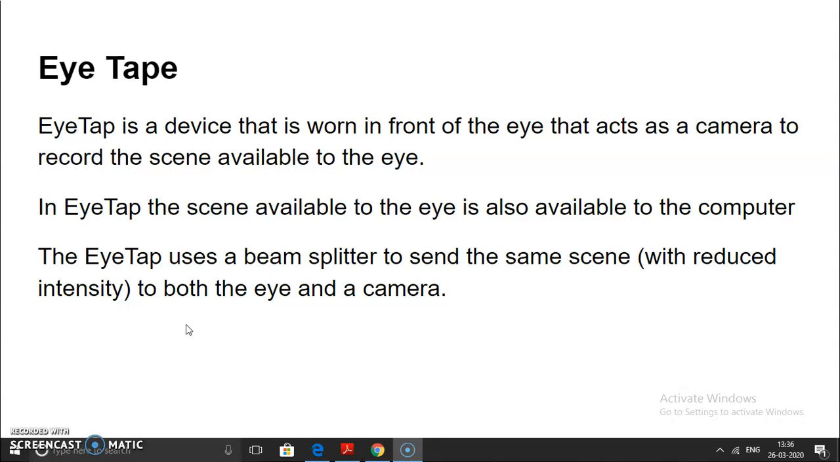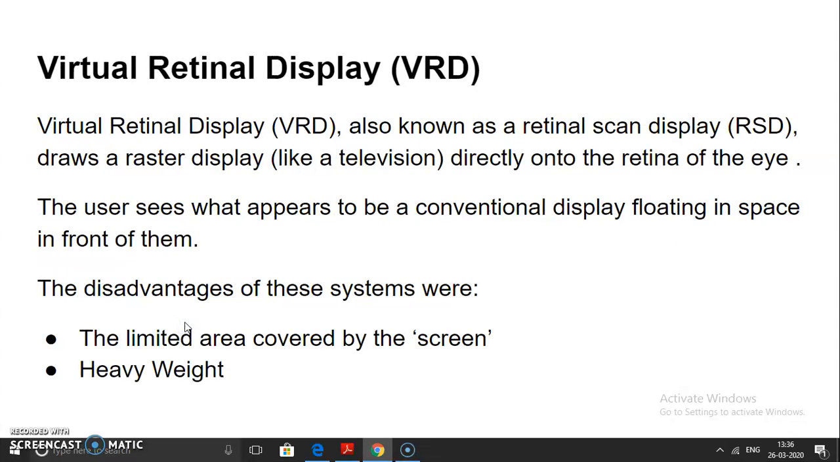Now we will check the next example, virtual retinal display. Virtual retinal display, this kind of devices are useful in the domain of virtual reality. We can wear these devices over the head, and some part of these devices will be in front of the eyes. But these devices have some limitations.